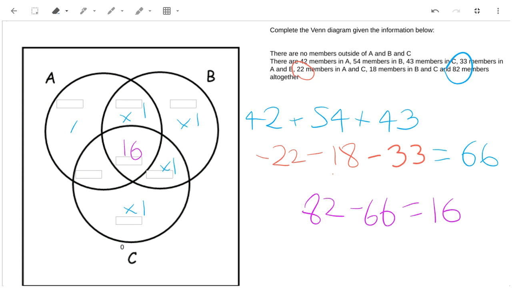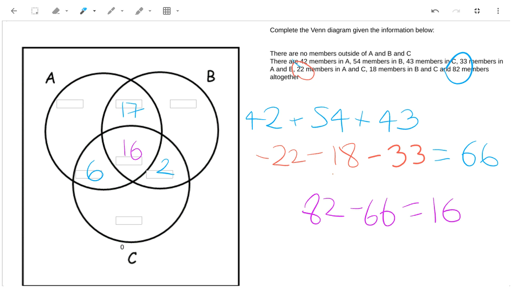Now we can start to work out the rest. So there are 33 members in A and B. This thing combined is 33. So that one must be 17. There are 22 members in A and C. That one must be 6. There are 18 members in B and C. That one must be 2.